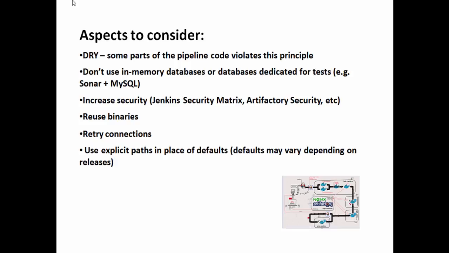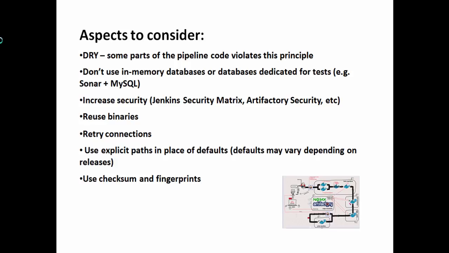Now, as you saw in the pipeline code, we have relied on several default paths. For example, paths for reports from JUnit, from static code analysis tools and so on. In production, I think it is a good practice to use explicit paths, because default paths may vary depending on the used releases. Maybe an update of a tool that now has a different default path will cause the pipeline to fail, while if we use explicit paths, we obtain more consistency.